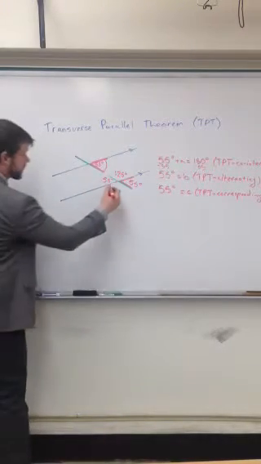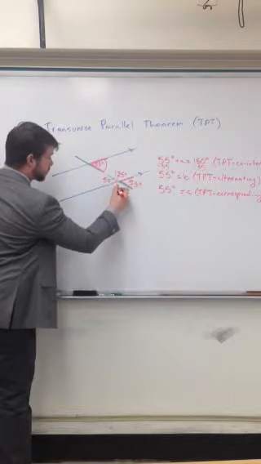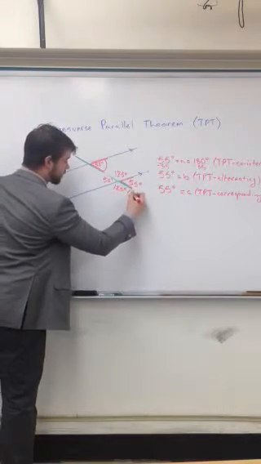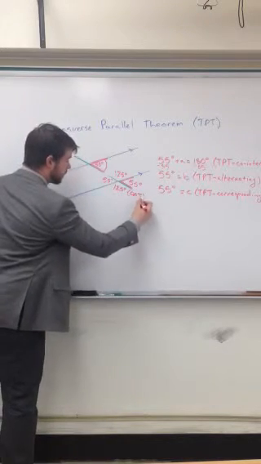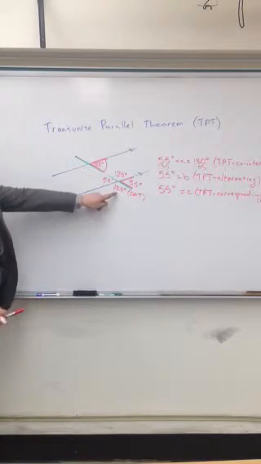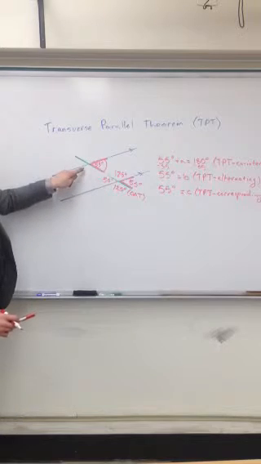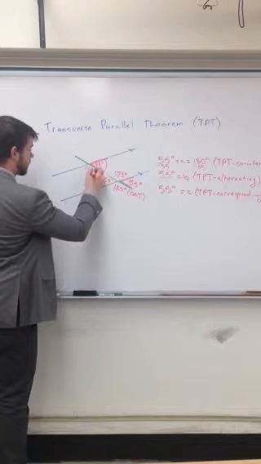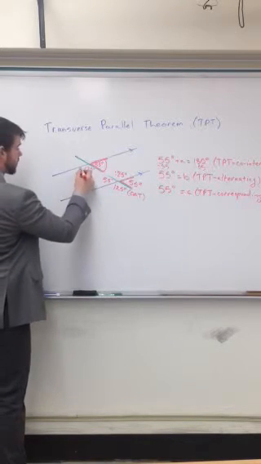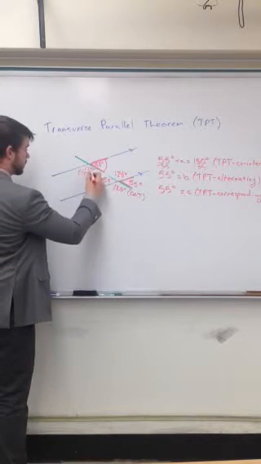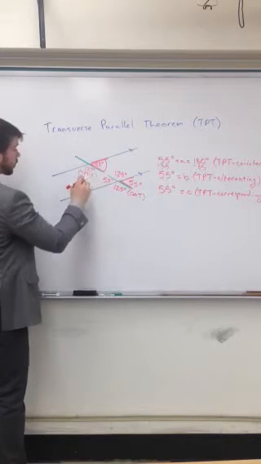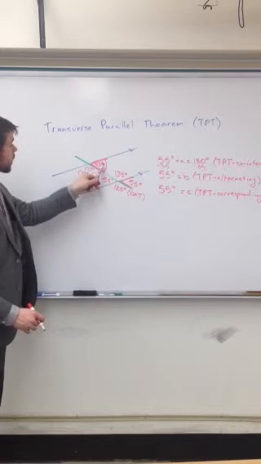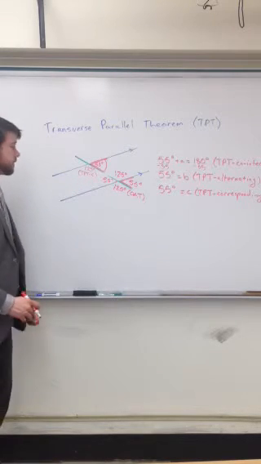Now we could use the opposite angle theorem to find that because 125 is across from this angle, it must be 125 degrees by the opposite angle theorem. And now notice this 125 now corresponds with this 125. And we could say that by TPT corresponding. Or we could even say that by TPT co-interior with the 55, or by supplementary angle theorem with the 55.